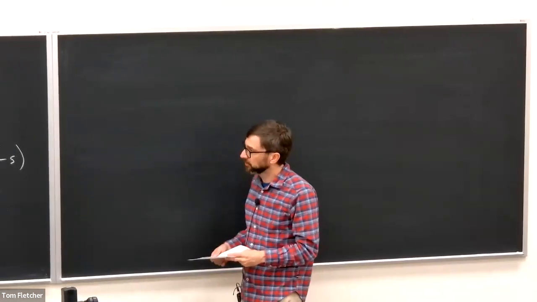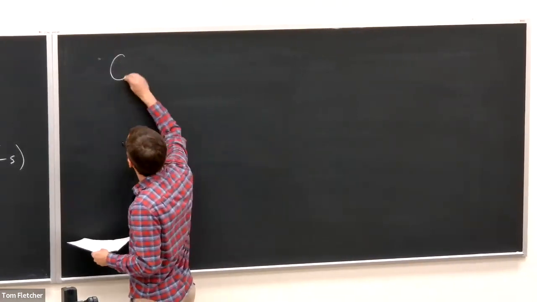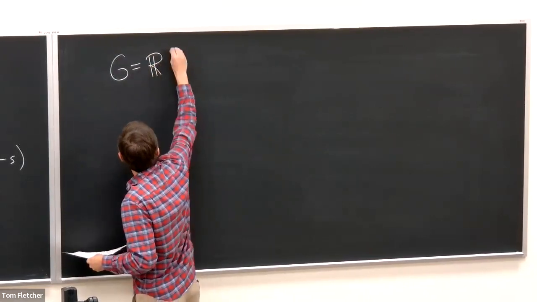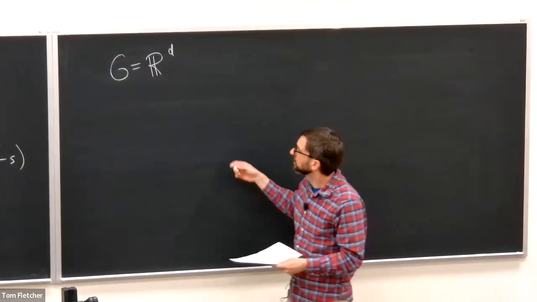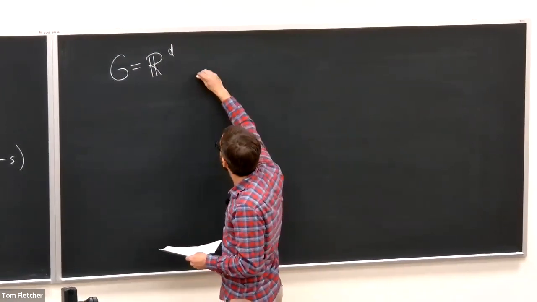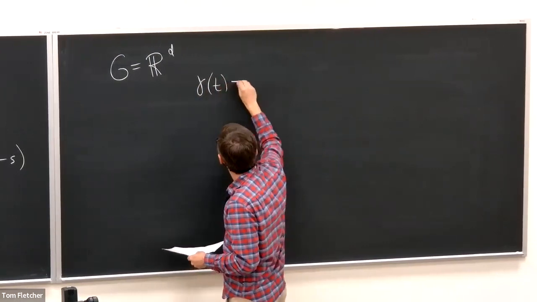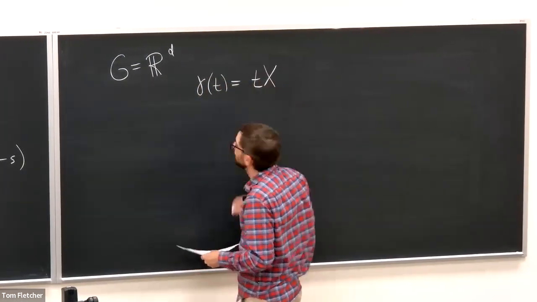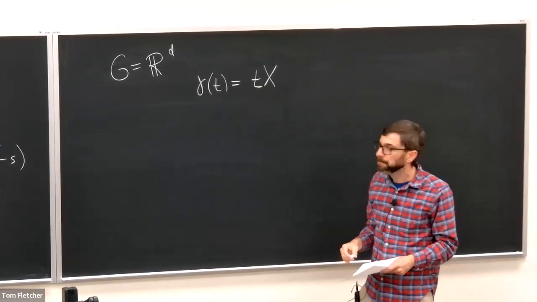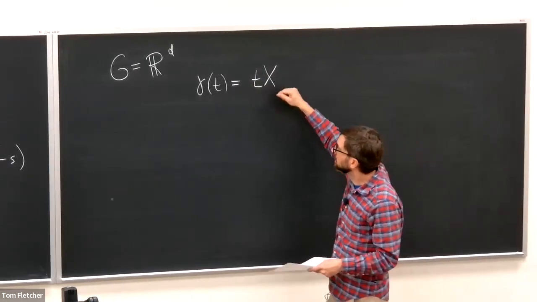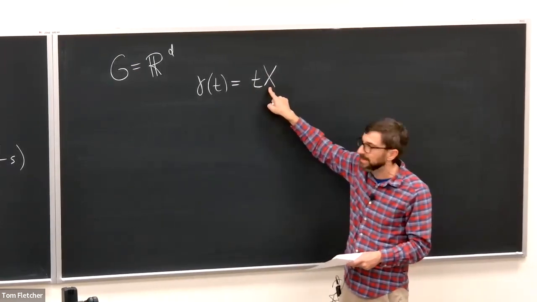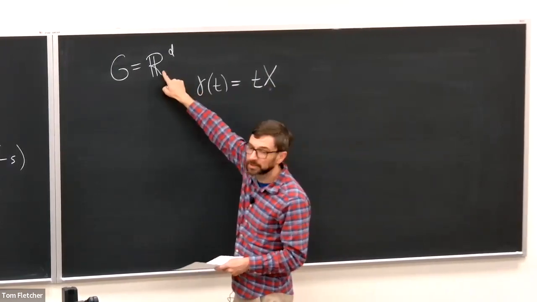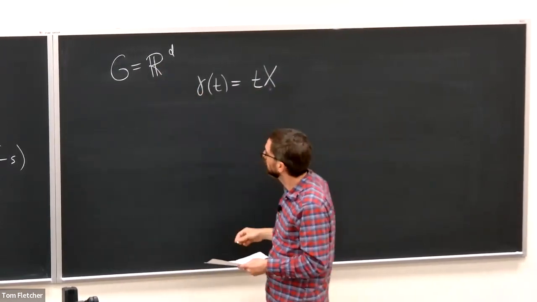We want some concrete examples here of some groups and their one parameter subgroups. Let's take our group R^D, D-dimensional Euclidean space. The one parameter subgroups are going to look like gamma of T equals T times X. Same thing here: X is a vector in the tangent space at 0. Remember, the identity element of the vector space is the 0 vector.